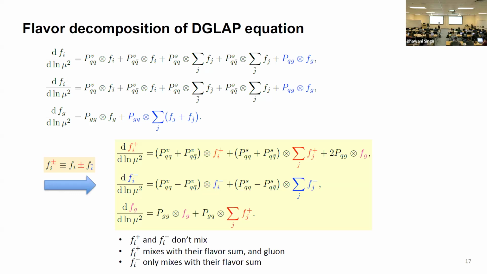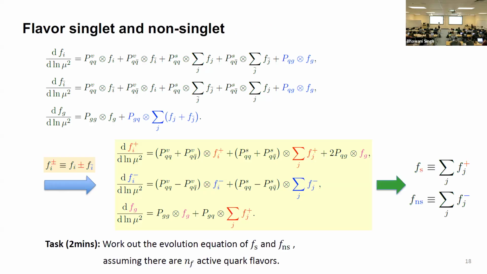So this particular form should motivate you to make another definition. We define the flavor sum of all the plus PDF combinations as F_S, and we also define the sum over all the minus combinations as F_NS. This means S refers to flavor singlet and NS refers to flavor non-singlet. And you don't have to worry about the terminology so much. They refer to the flavor isospin group.